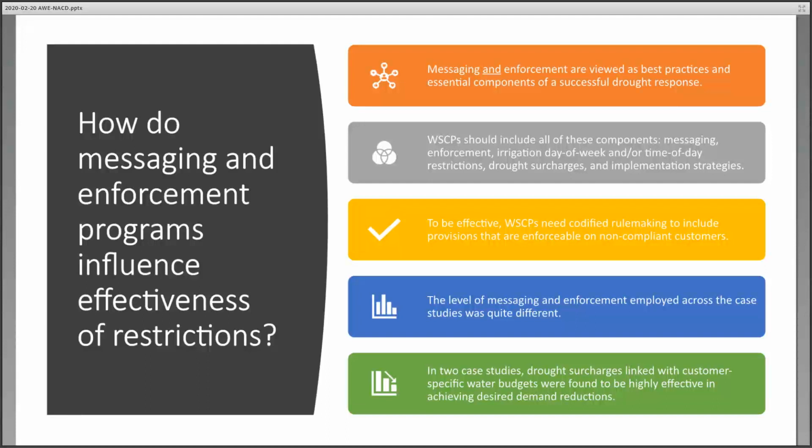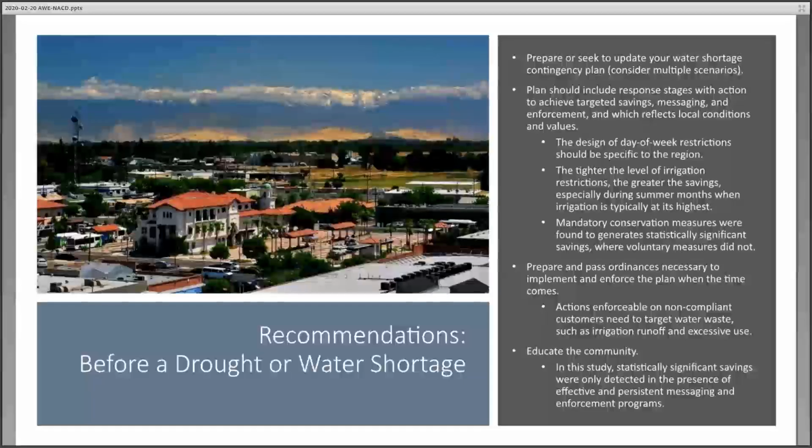be effective, your plan needs to have codified rulemaking so that you have enforceable things. If you're requiring your customers to use less water, it's very important that you can have some type of enforcement mechanism, whether it be a fine, a surcharge, or something. But if you're asking your customers to water 1 day a week and you have a customer that's watering every day, there has to be a hook or something to get them to stop. And that's something we noted in the research, that that was a critical piece.